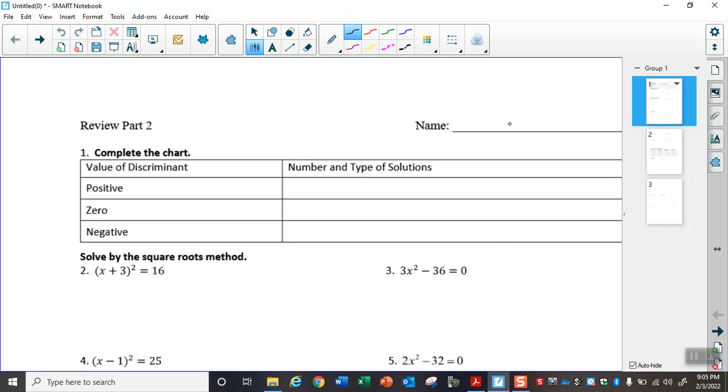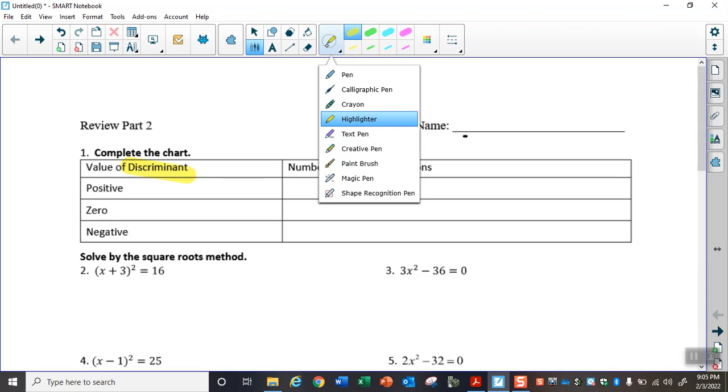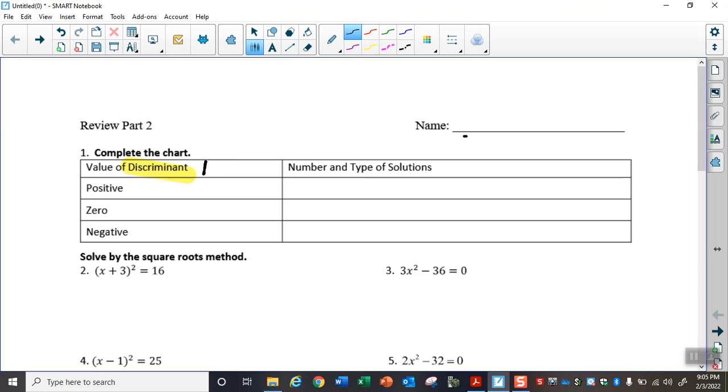The idea for today is just a review for your test on Tuesday. We've got the discriminant that we talked about last class right here. That was the b squared minus 4ac. That's the discriminant. All right, that is b squared minus 4ac. And remember, that is what is underneath the radical in the quadratic formula.